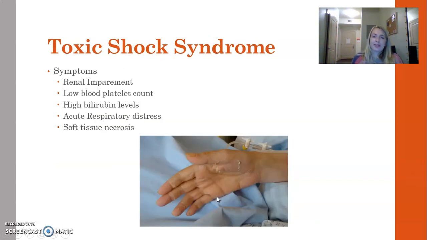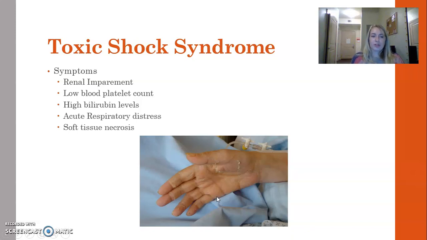And the last invasive GAS infection I'm going to talk about today is toxic shock syndrome. So this usually happens when strep gets into your bloodstream. This can be really serious. It can cause sepsis in your body, so you can very easily die from it.